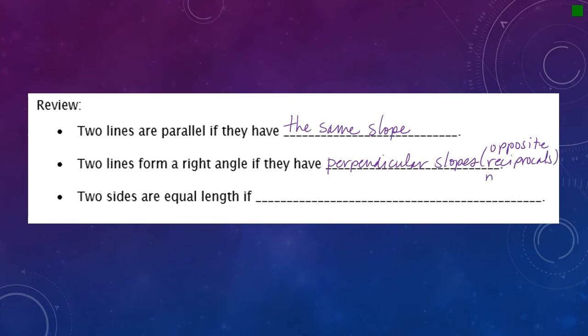So for example, if you had a slope of 1/3, the opposite reciprocal of that would be -3/1 or just -3. Two sides are equal length if they have the same distance. And the key here is the word distance, because you would have to use the distance formula to decide if two sides have an equal length.